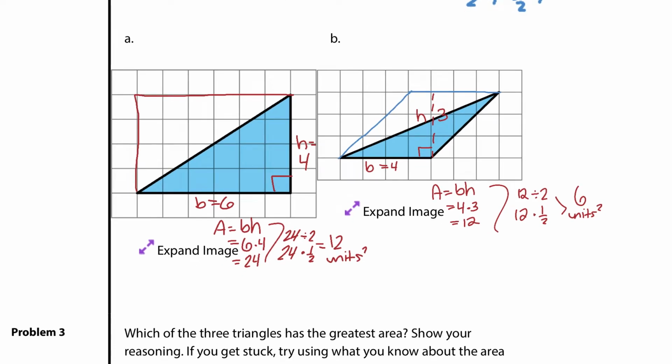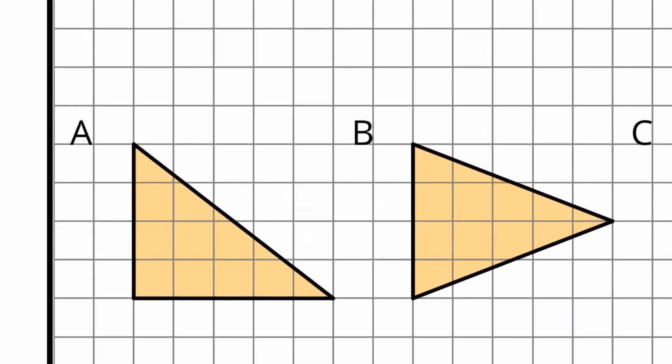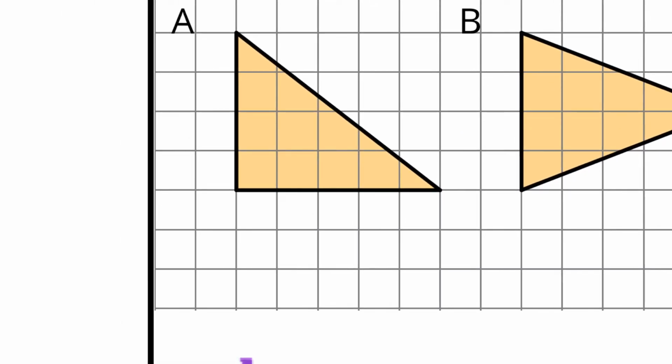Let's move on to problem 3. Which of these triangles has the greatest area? Show your reasoning. If you get stuck, try using what you know about the area of parallelograms. Well, I'm going to take this opportunity to find the area of all three of these. So if I bring this straight up, and I have my right angle, I have a base of 1, 2, 3, 4, 5, and a height of 1, 2, 3, 4.